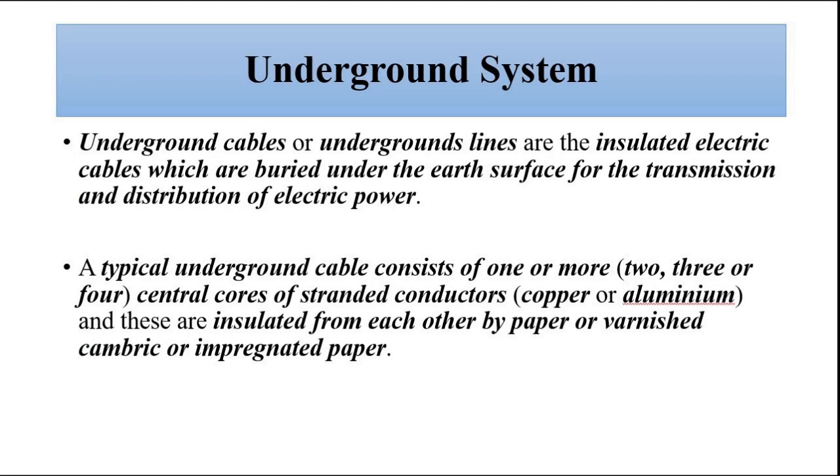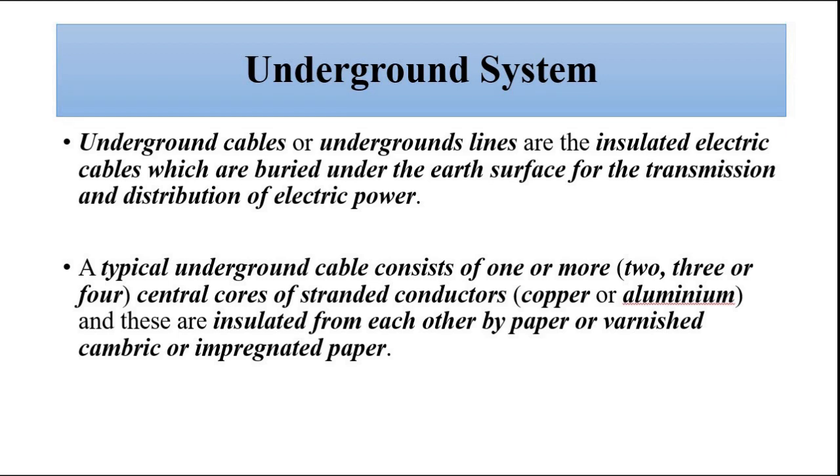So overhead systems are bare conductors out in the open, which are basically hung with the help of support from the poles and towers installed at fixed distances. The underground system employs cables, underground lines, which are insulated and buried under the earth's surface. This system is used for transmission and distribution of electric power.